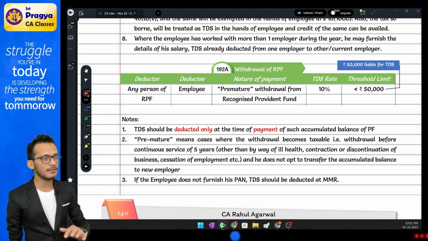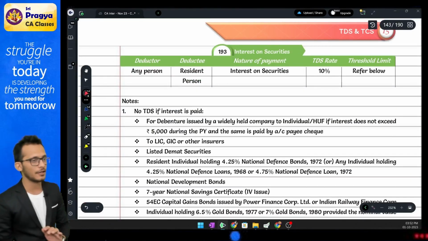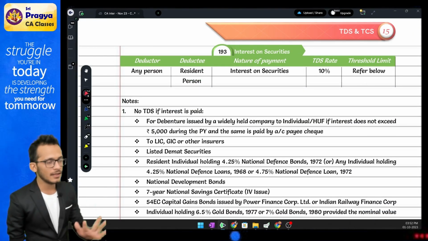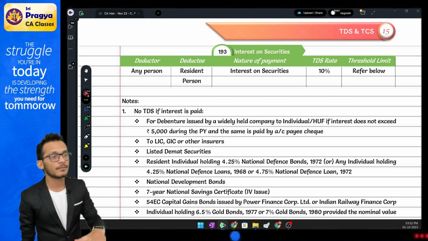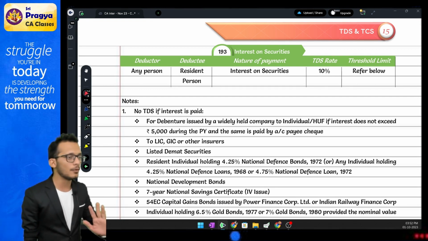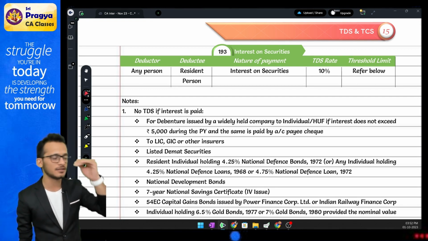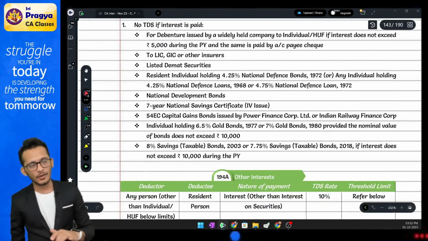Next is coming 193. 193 says that if you have any kind of interest on securities, TDS is at the rate of 10%. In exam, if you see some weird securities, 10% gold bonds, 6% gold bonds, national defense bonds, no TDS. Yes. Then you have 194A.